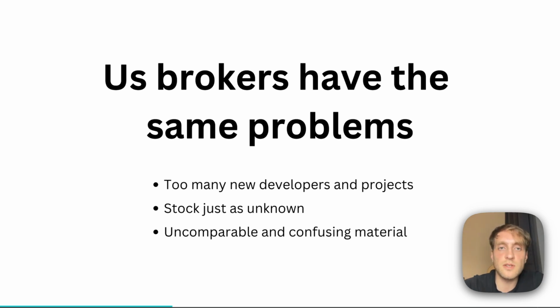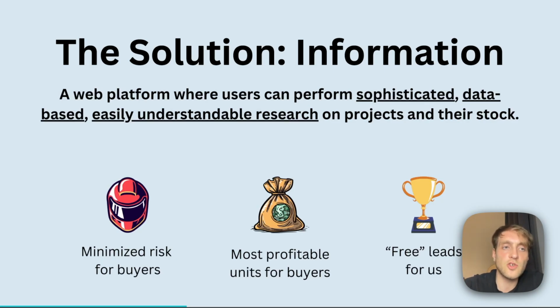So most market participants are operating at a huge information gap. And real estate is an asset where the right information can make or save you a real fortune. The solution, therefore, is information. A web platform where users can perform sophisticated, data-based, easily understandable and comparable research on projects and their stock. This will minimize the risk for buyers and enable them to find the most profitable units. In exchange for providing the platform, we get free leads. Now, there are a lot of non-technical reasons why we cannot make the buying experience as perfect as on Amazon, but we can do a lot better than right now.